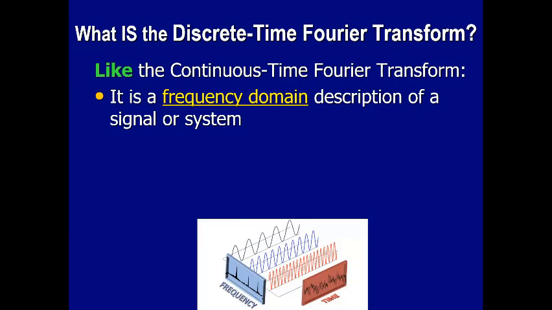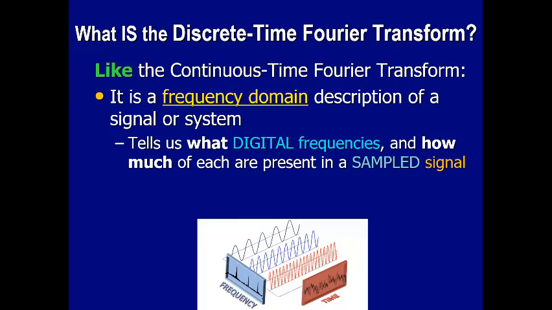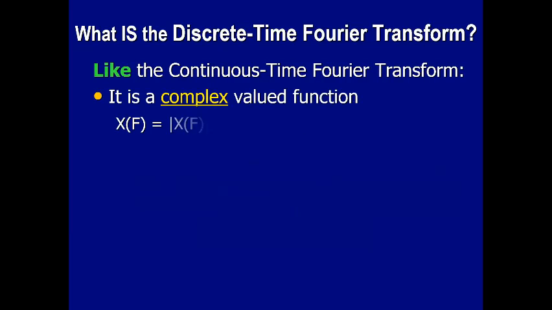It's still a frequency domain description of a signal. It's a description of how much of what digital frequencies are present in a particular discrete time signal, if we're looking at the spectrum of the signal, or it tells us how much a discrete time system is going to affect signals at different digital frequencies, if we're talking about the frequency response of a system. Same things we could learn from continuous time Fourier transforms for continuous time systems.